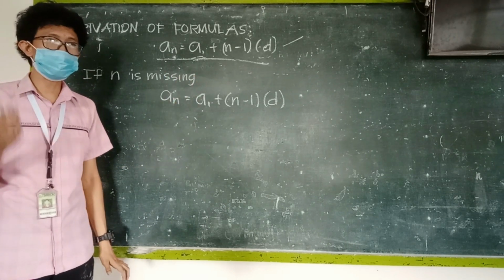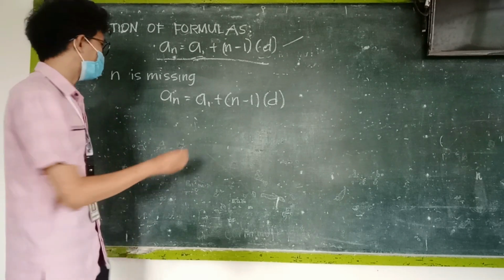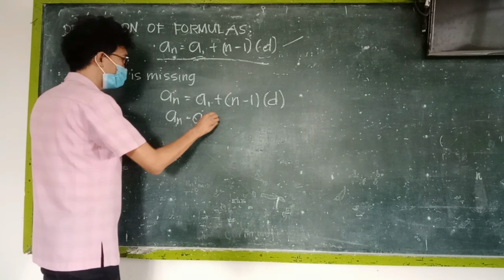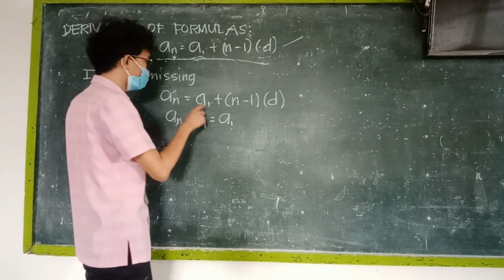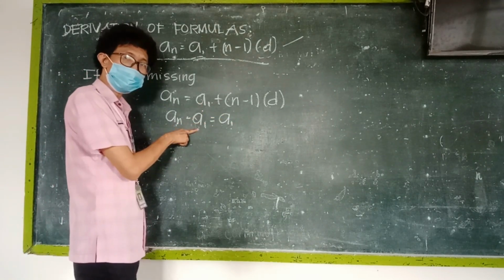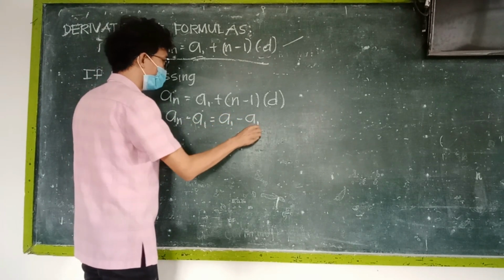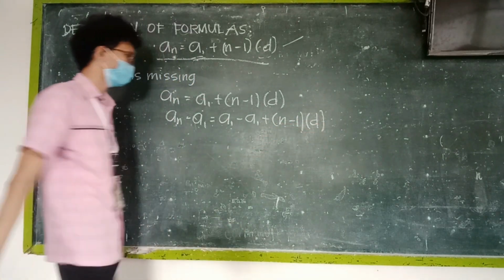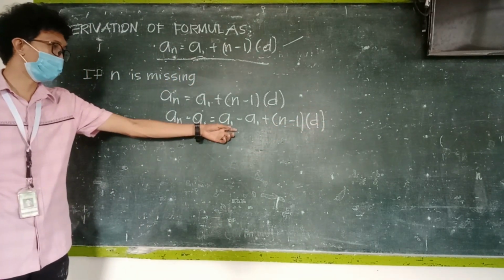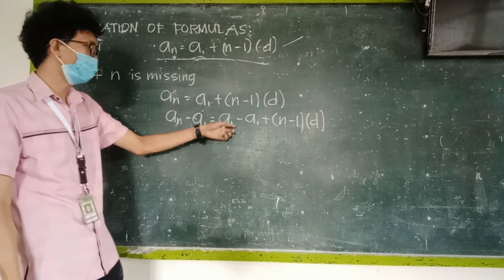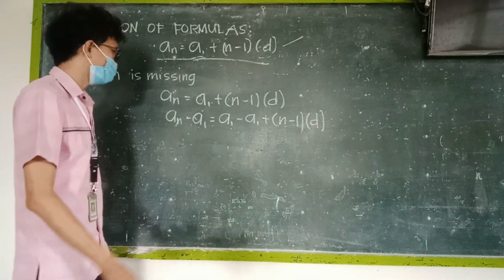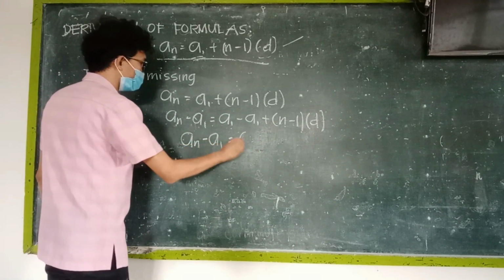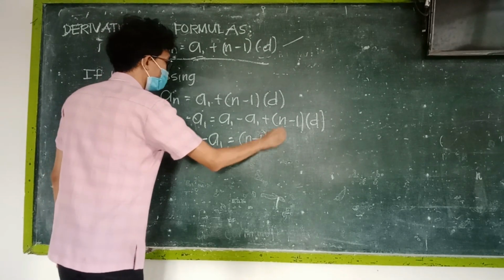So we will use the subtraction property of equality. We have a sub n minus a sub 1 is equal to a sub 1. Tatanggalin natin kasi nag-minus tayo ng a sub 1 dito, mag-minus rin tayo ng a sub 1 plus n minus 1 times d. Since mawawala na itong a sub 1 kasi a sub 1 minus a sub 1 is equal to 0 na. So we have a sub n minus a sub 1 is equal to n minus 1 times d.